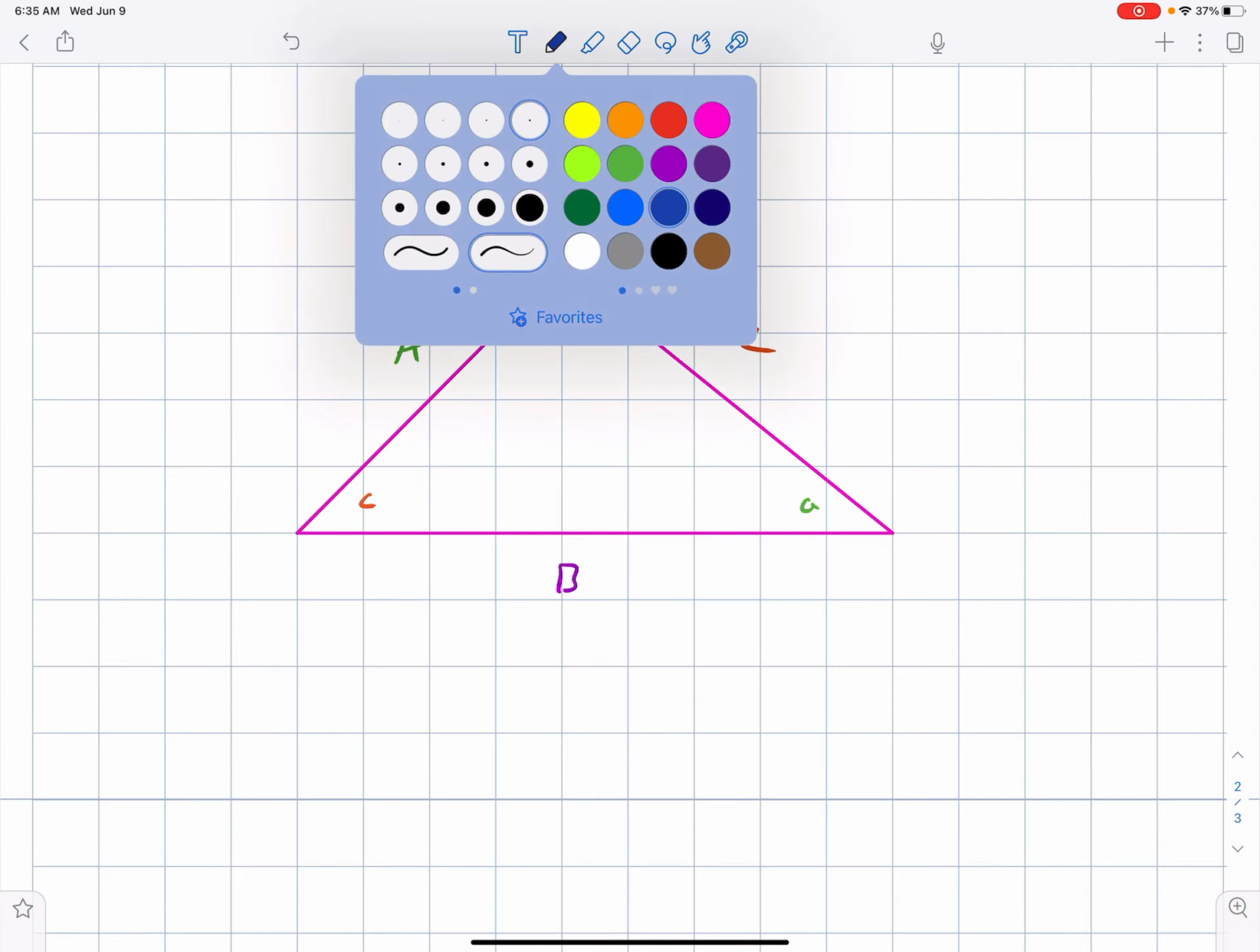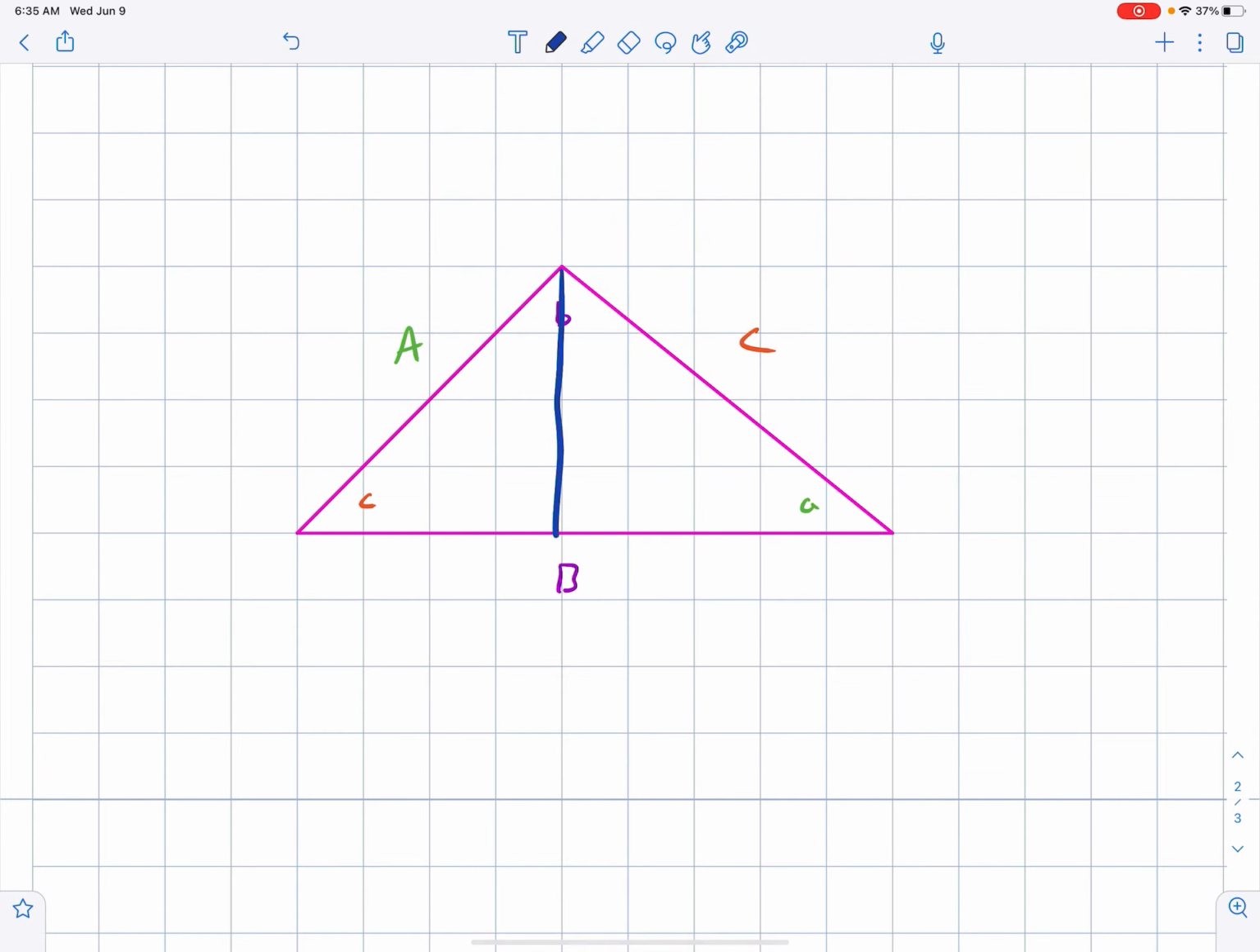So how am I going to prove this? Well, as I mentioned at the beginning, I'm going to use this really, really useful and important trick, which is I'm going to draw in a right angle here. Now, there's no right angles in this triangle, but I can take any of the vertices, any of the tips of the triangle, and connect it to the opposite side at a right angle.